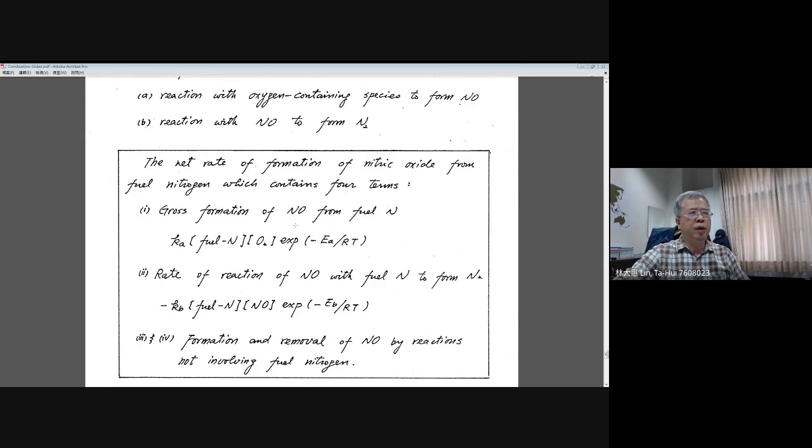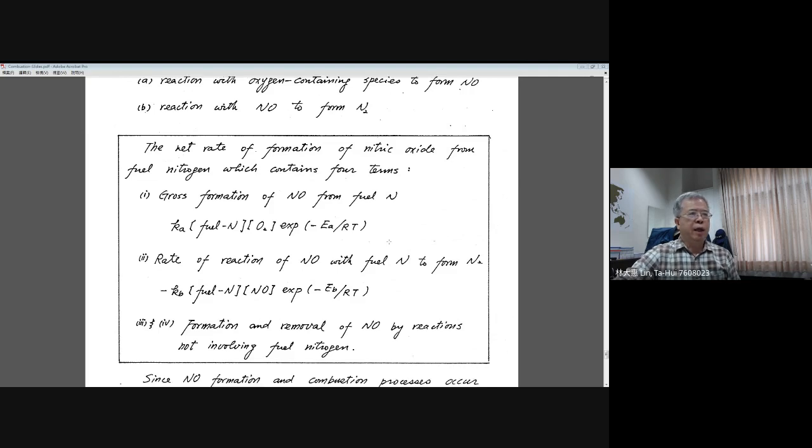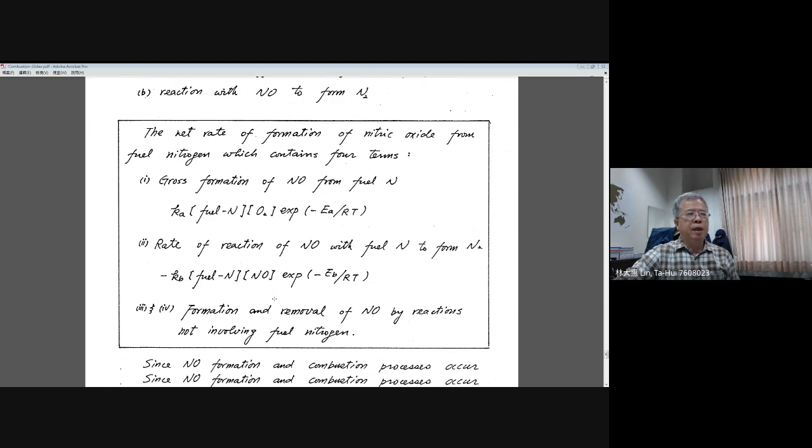The formation of NO from fuel N. Here the fuel N reacts with oxygen, and this is the production of NO through the fuel NO reaction. And the second one tells you the removal of the NO, because the fuel N will react with NO, and then it will let the nitrogen atom go back to the original nitrogen. Then this is a reduction of the NO formation.